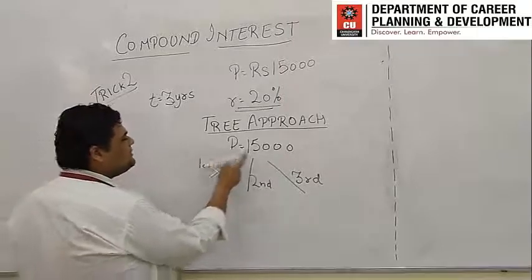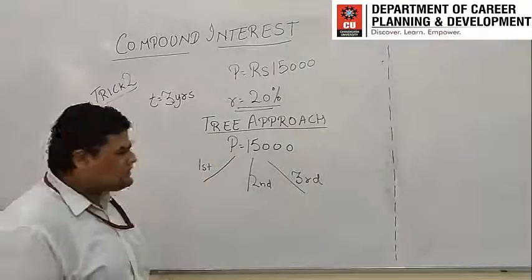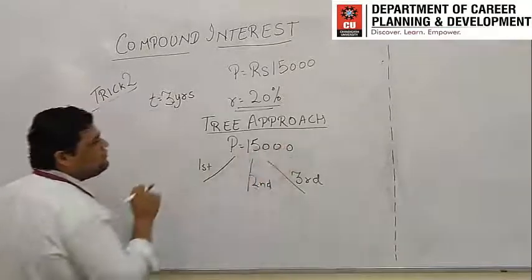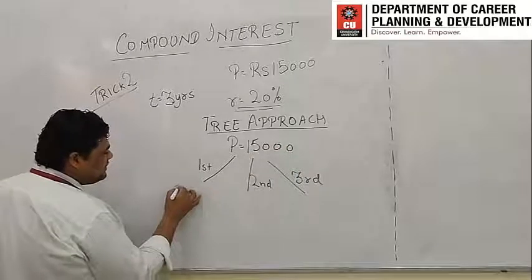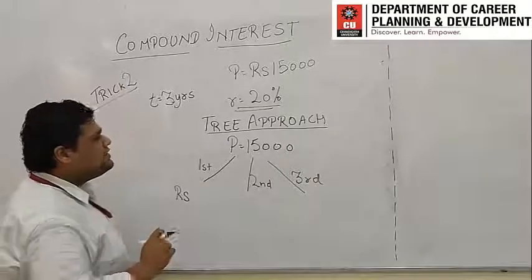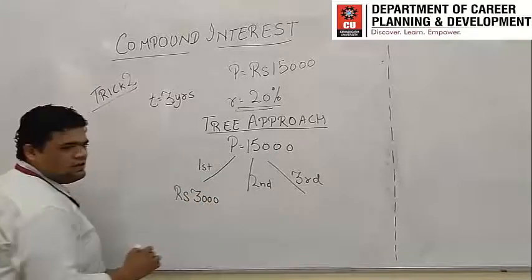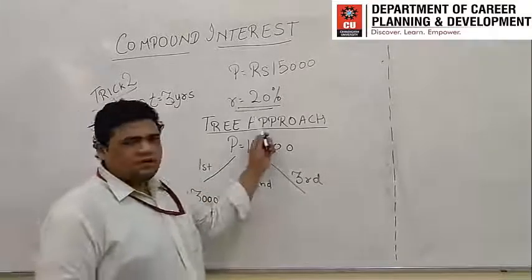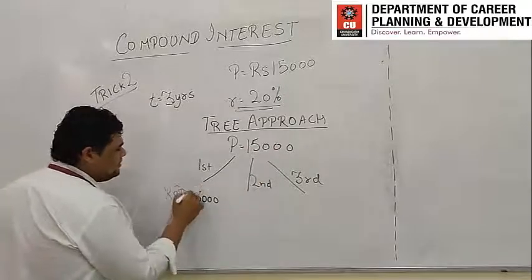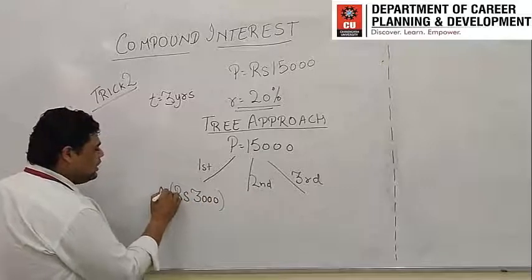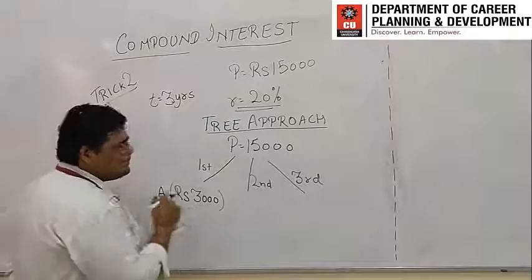Now, in the first year, the rate given to us is 20%. Rate is 20% in every case. Now, you have to calculate 20% of 15,000. It will be rupees how much? 20% of 15,000 will be rupees 3,000. This you have to calculate. Now, I am letting this value be A. We always let this value be A in the case of the tree approach. So this is the value of A.